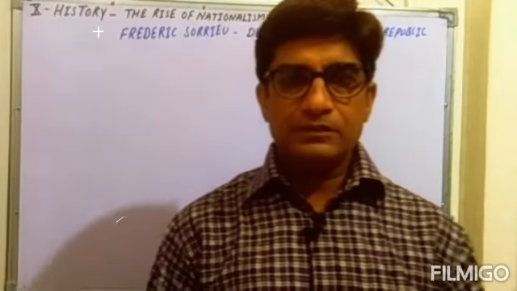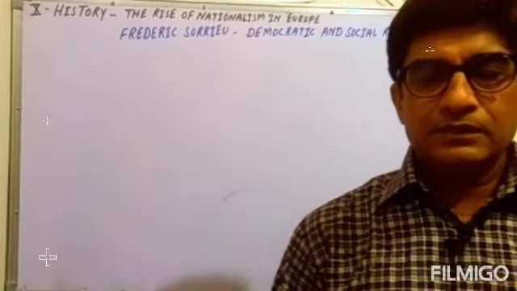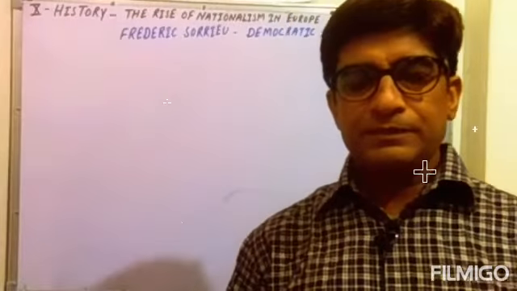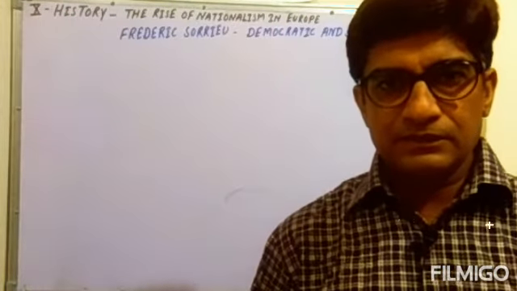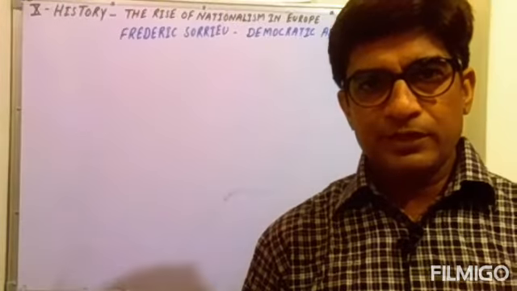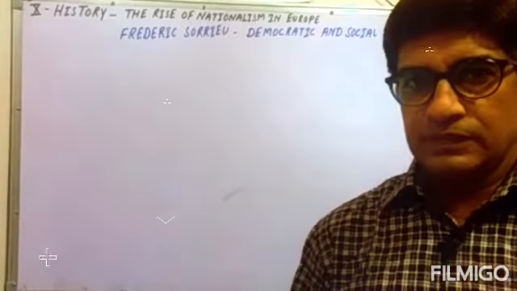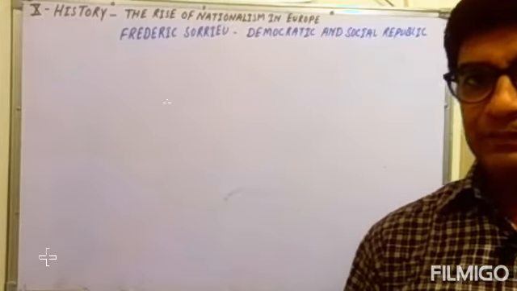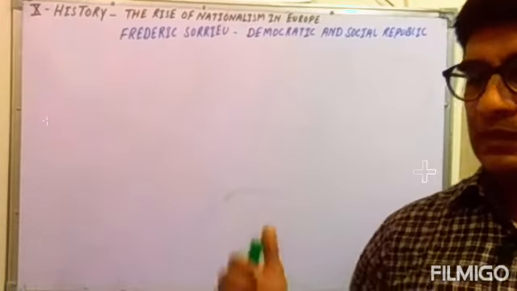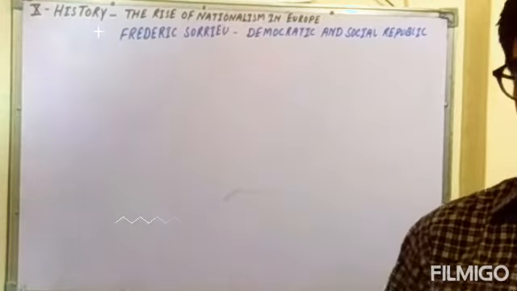Today in the first lesson of history, 10th class, the rise of nationalism in Europe. Today I will discuss the painting portrayed by Frederick Sorrieu. He was a great painter of Europe, and he gave this painting the title, The Democratic and Social Republic.